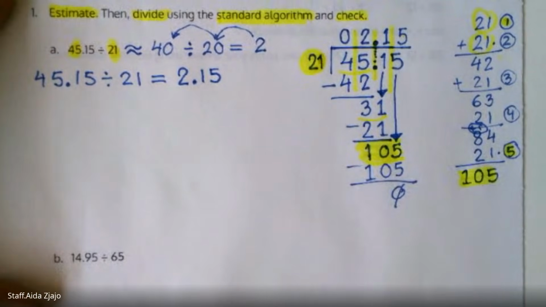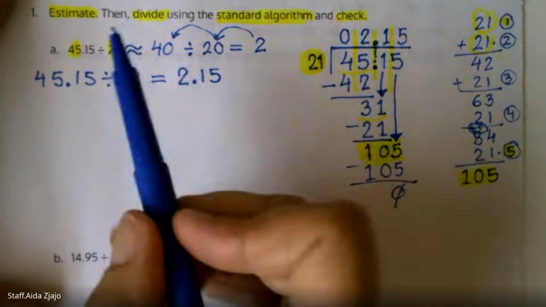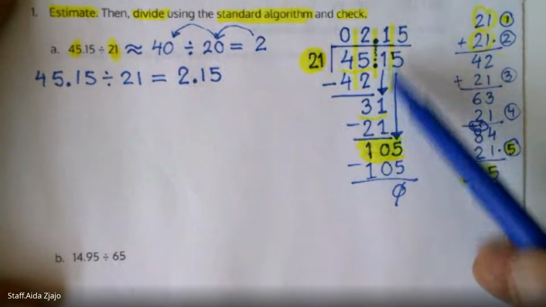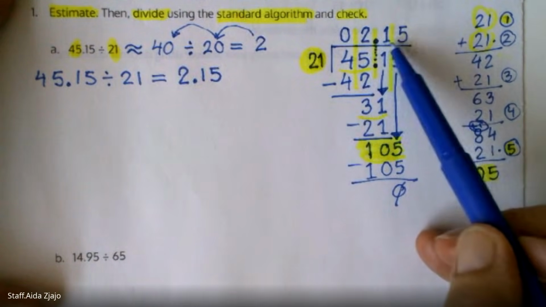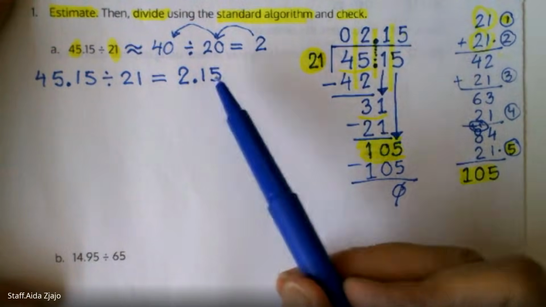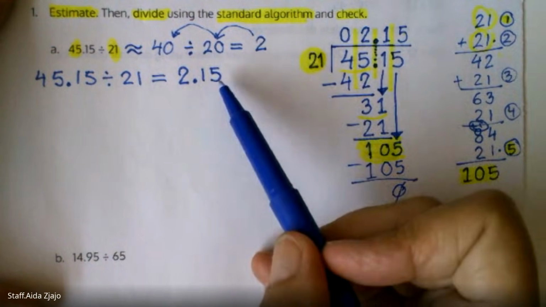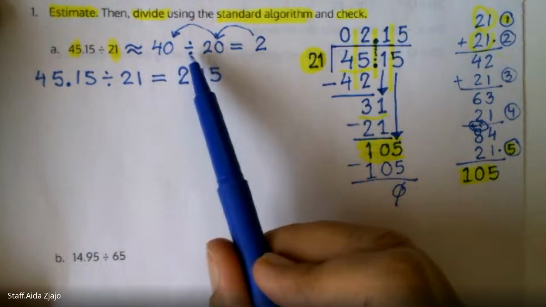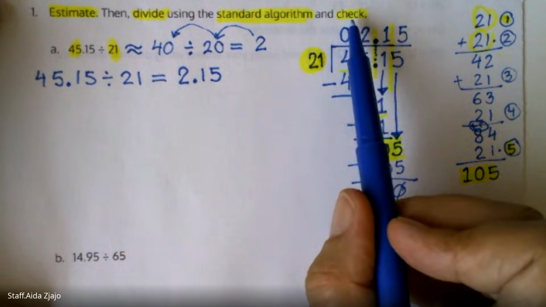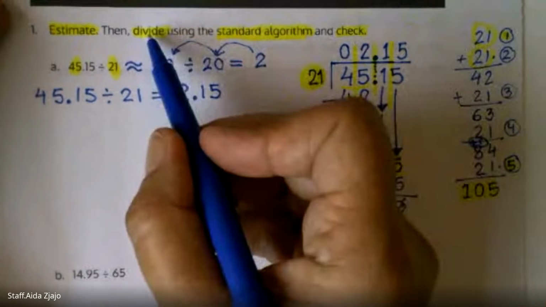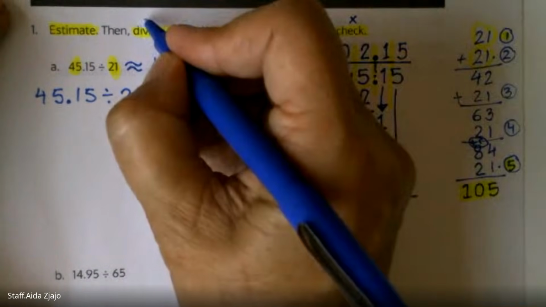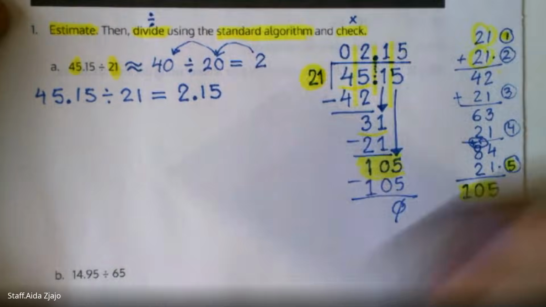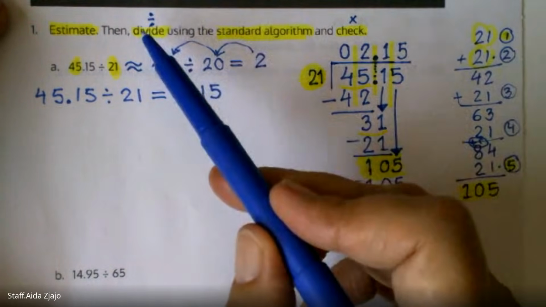So now we have to check, because we did estimate that it's 2. We did divide with the standard algorithm, and that is 2 and 15 hundredths. And then we need to check. If your operation is division, you check with multiplication. If you do multiplication, then you check with division.